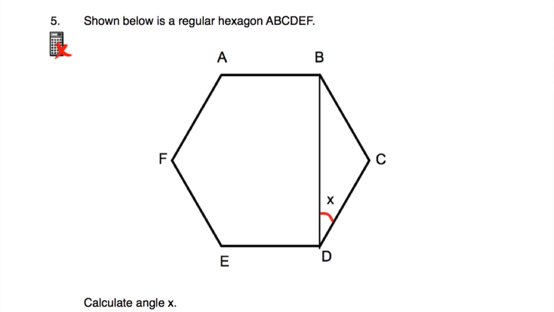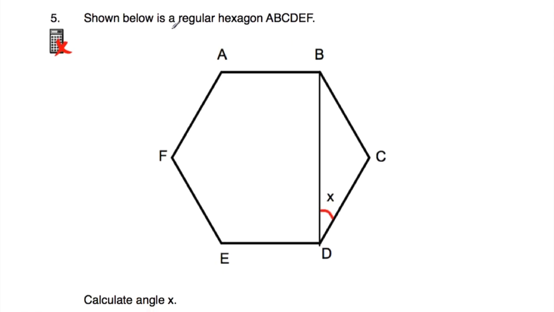Okay, let's have a look at our next question, question number 5. Question number 5 says, shown below is a regular hexagon A, B, C, D, E, F. So it's a regular hexagon. That means that each of the angles are the same size inside of the shape. And because it's a hexagon, that means that the angles would add up together to be 720 degrees.